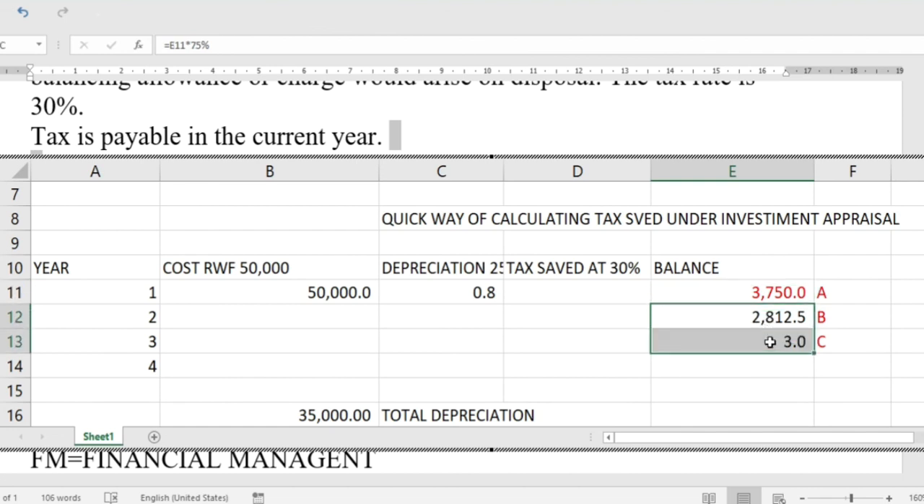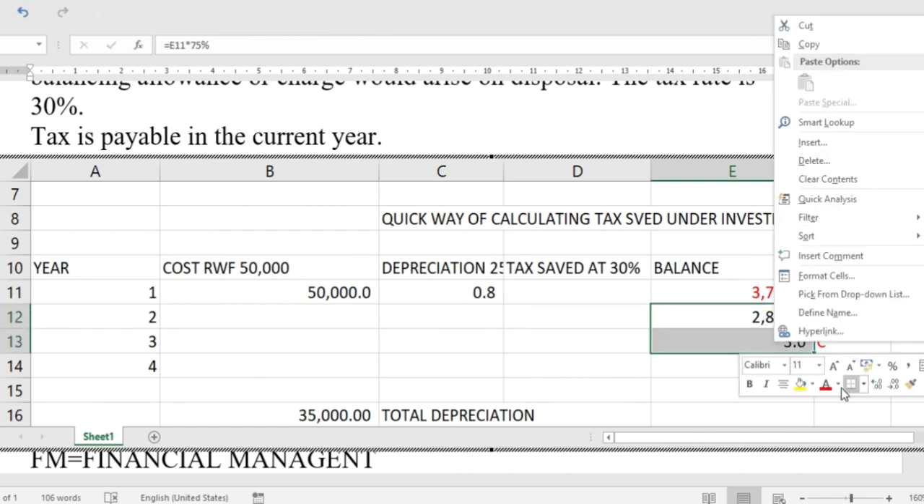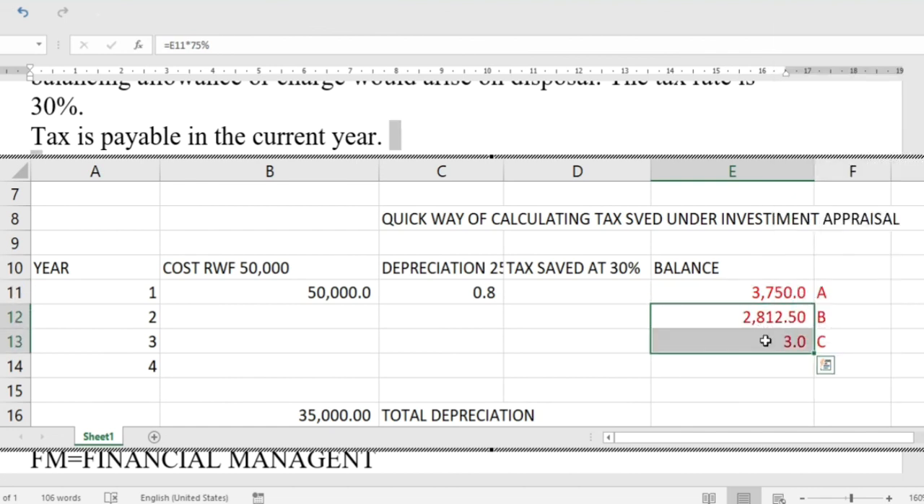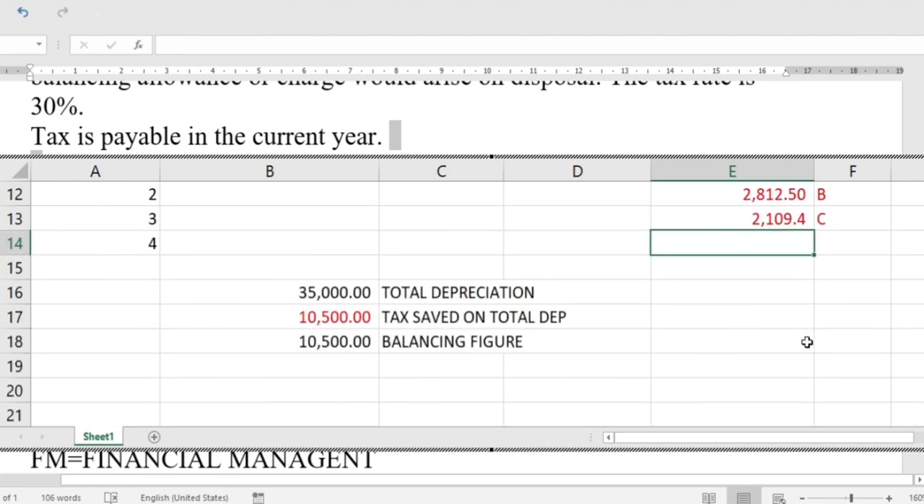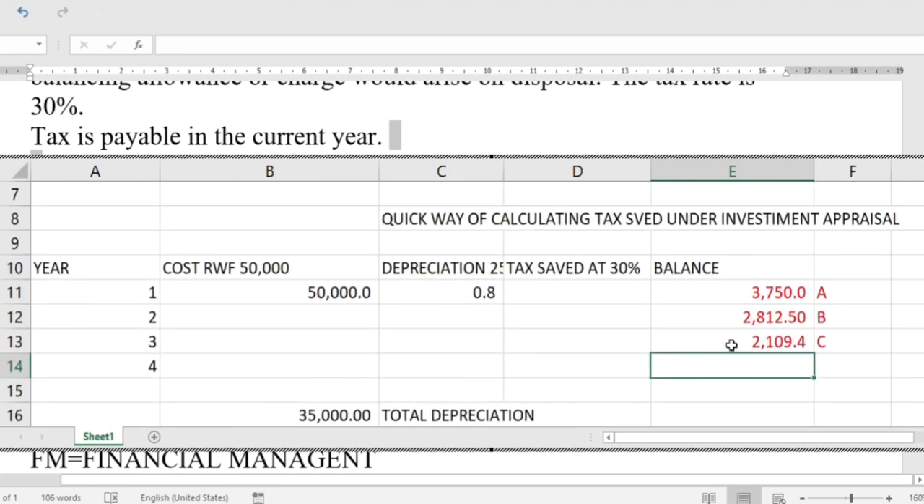C is very easy. What about C? C is equal to the next amount times 75% again. Then this is the tax saved for the third year, this is for the second year, and this is for the first year.